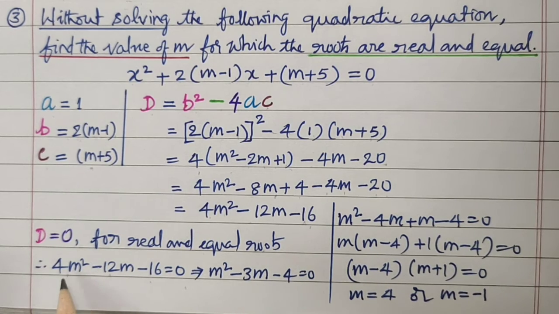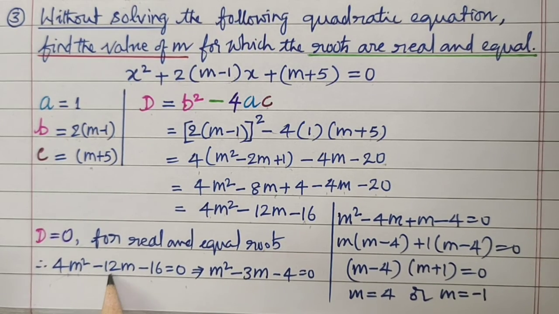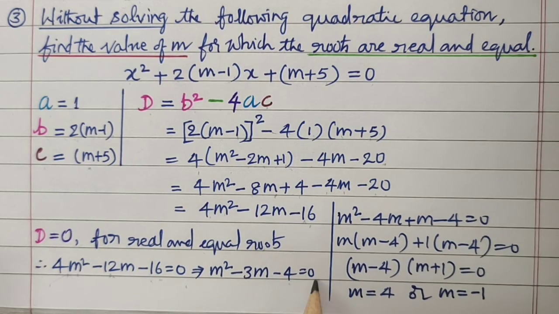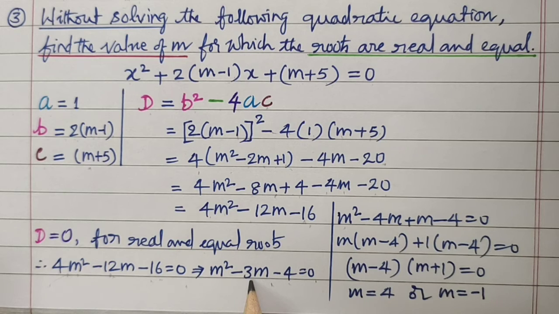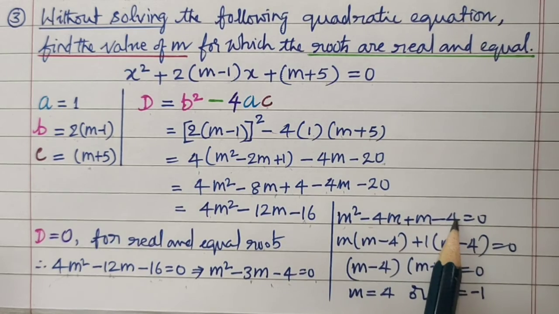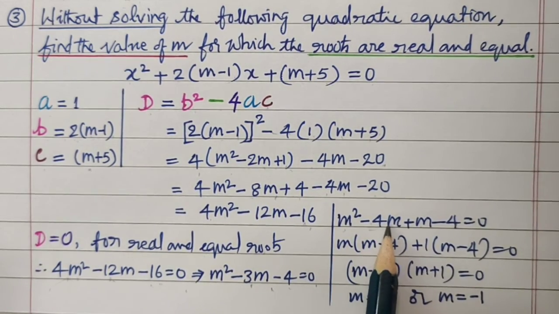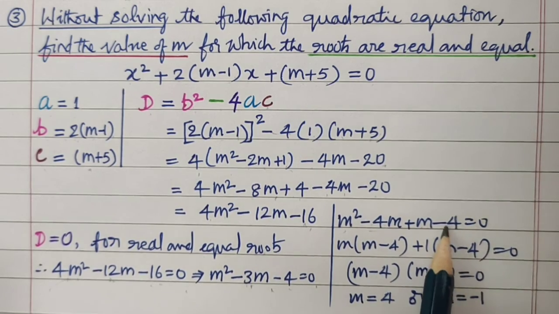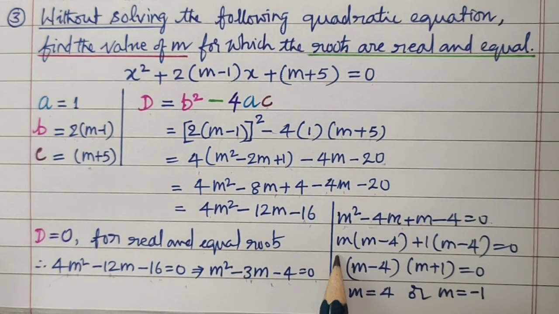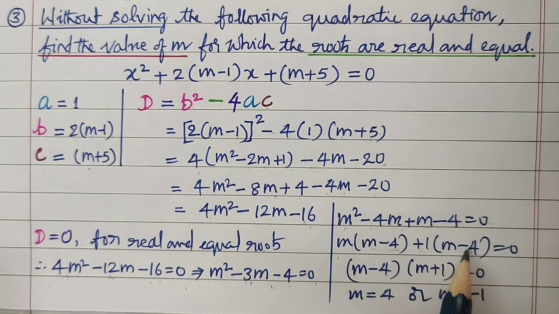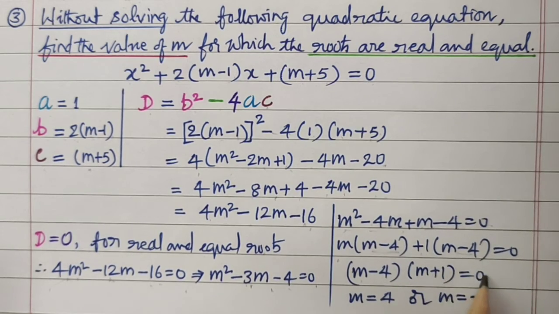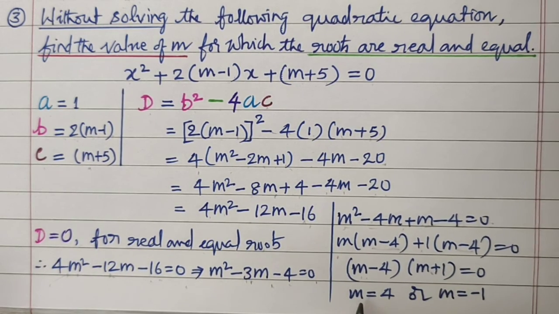Take out 4 as common. Then m square, 4 3s are 12, minus 3m, and 4 4s are minus 4, is equal to 0. Then factorize this: m square, minus 3m can be written as minus 4m plus m. When you multiply these two, you get minus 4. Then m square minus 4m plus m, which is equal to minus 3m, minus 4 is equal to 0. Out of the first two, take out m as common, m minus 4. Out of the other two, take 1 as common, m minus 4. When you take m minus 4 common, (m minus 4) into (m plus 1) is equal to 0. Equate each to 0. You get the value of m is 4 or m is equal to minus 1.